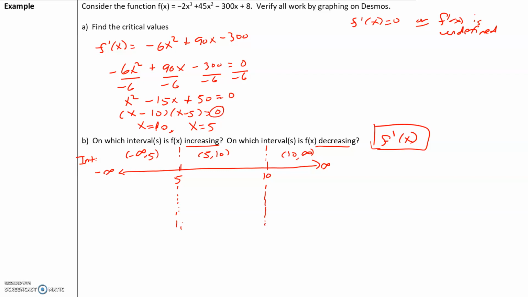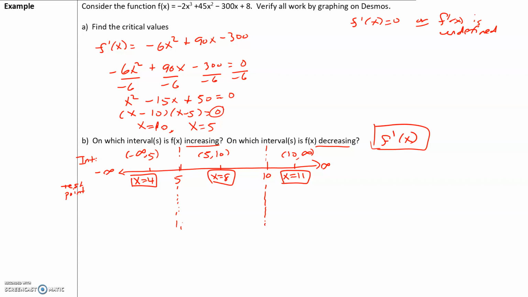Now, we pick a test point in each of the intervals. So this is 5 going towards negative infinity, so any number less than 5 will work. We can just pick x equals 4. Between 5 and 10, we can pick any point. I'm going to pick x equals 8. And to the right of 10, we can pick any point. I'm going to pick x equals 11. Okay, that's going to be our test point.